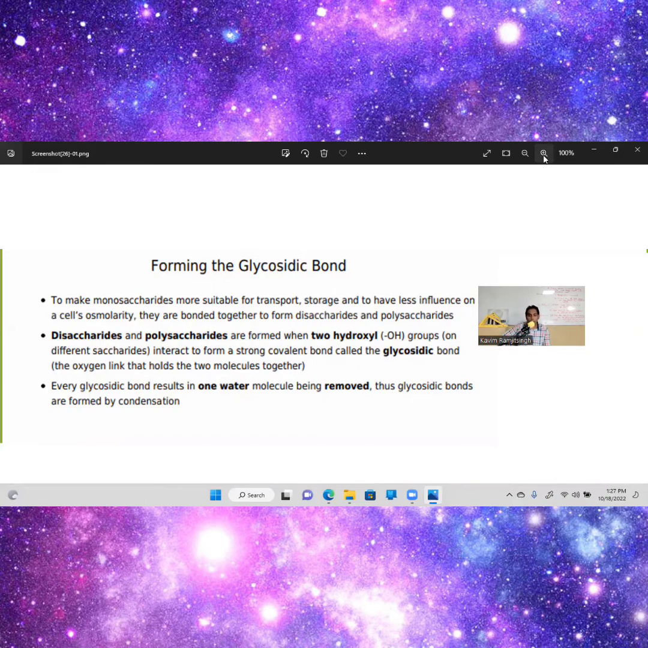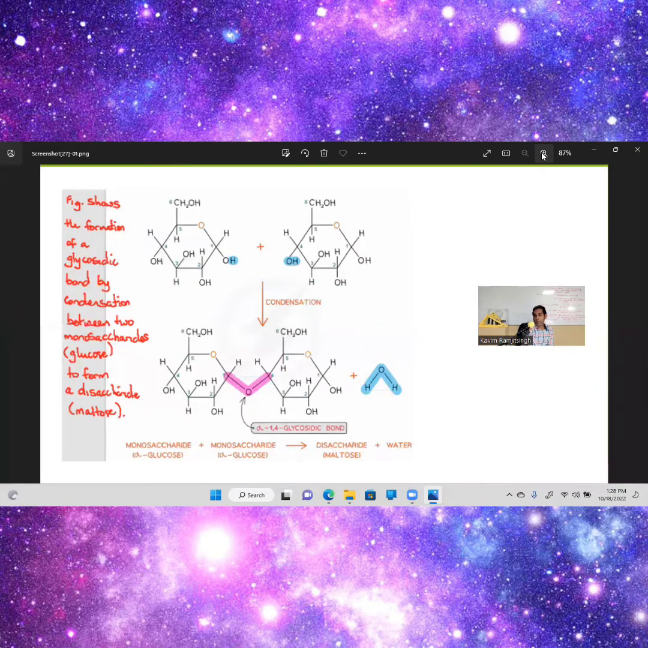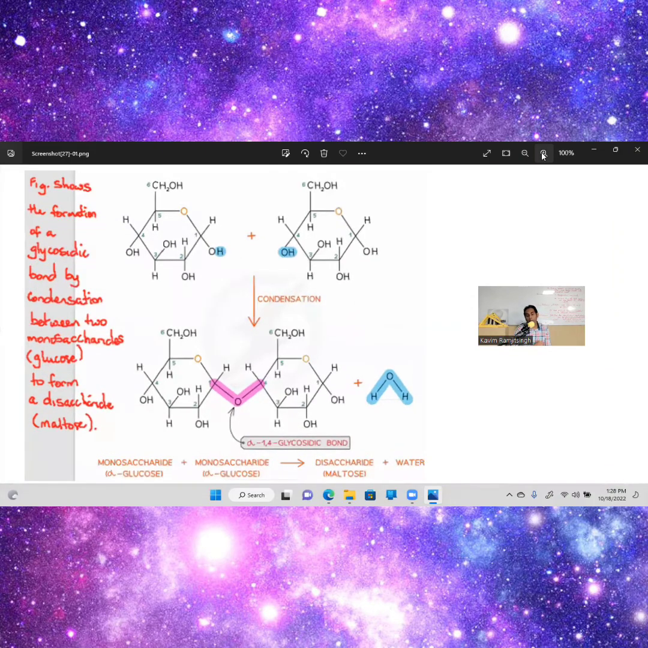So looking at it there, the second point, form a strong covalent bond. That is where the two hydroxyl groups on different saccharides form a strong covalent bond called a glycosidic bond, right? And we see it here much better.